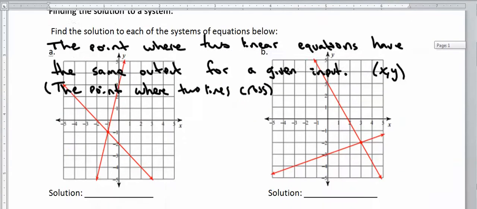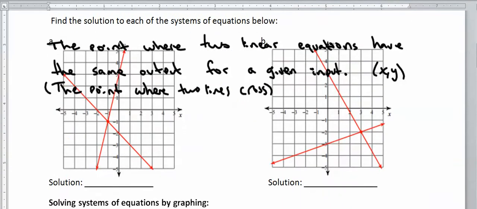All right. So finding a solution given a graph is pretty trivial, right? You're just looking to see where the lines cross. That means that you put in the same input and you got the same output to both equations.